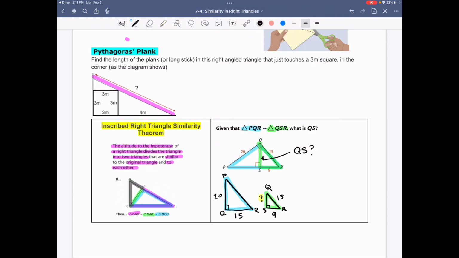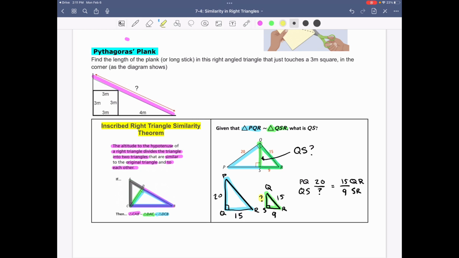So let's set up a proportion. We can say that P to Q is 20, and Q to S is what we are looking for. And then we also can say that 15, which is Q to R, 15 in the big triangle, corresponds to SR, which is 9 on the smaller triangle. If we set them up as a proportion, because we know that they're similar, we can do that.